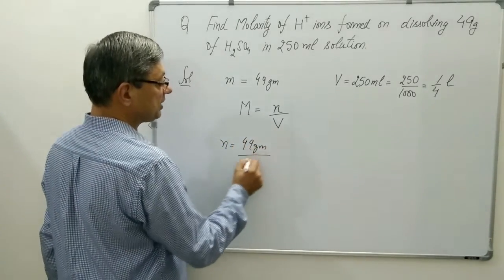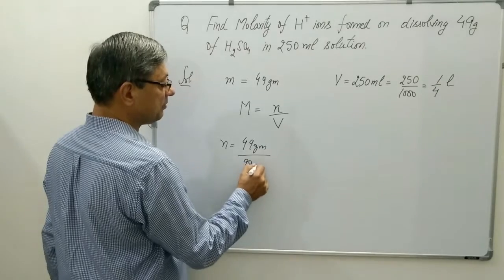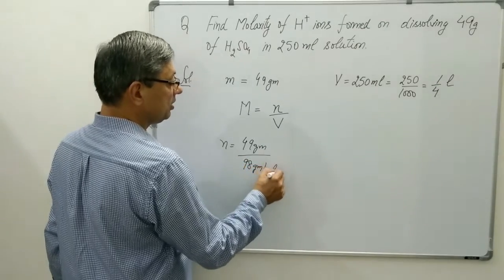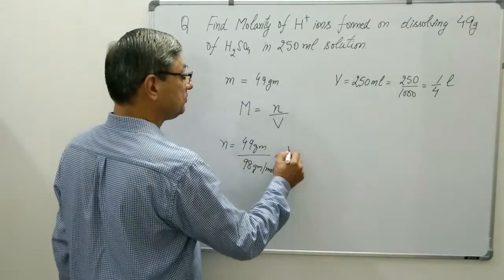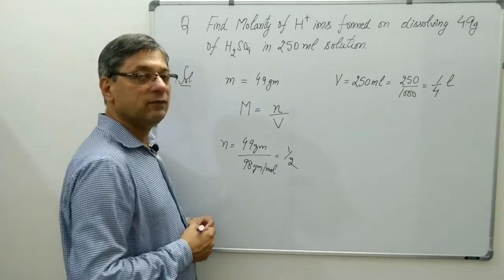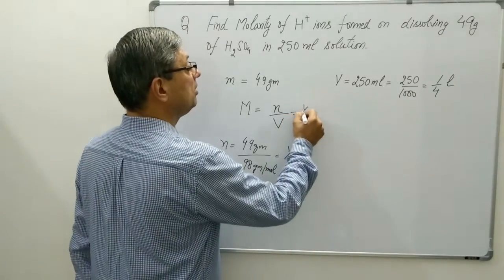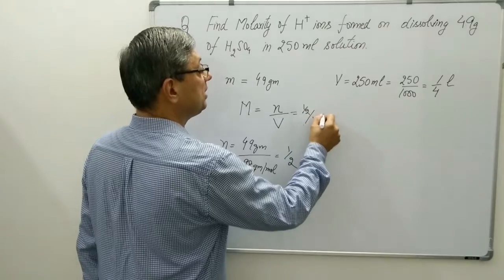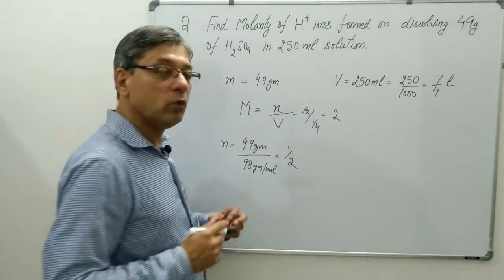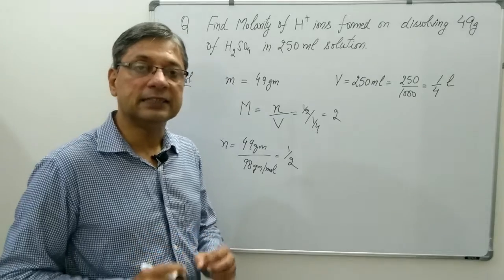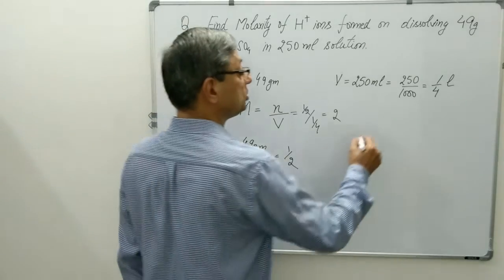Molar mass of sulfuric acid is 98 grams per mole. So number of moles will come out to be 1/2 moles. Putting the values of n and V in molarity formula, the solution will be 2. It means there are 2 moles of sulfuric acid in 1 liter of solution.